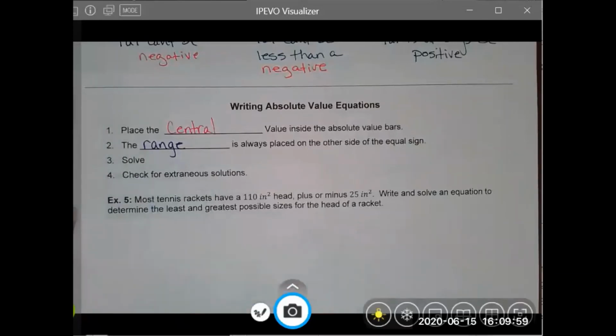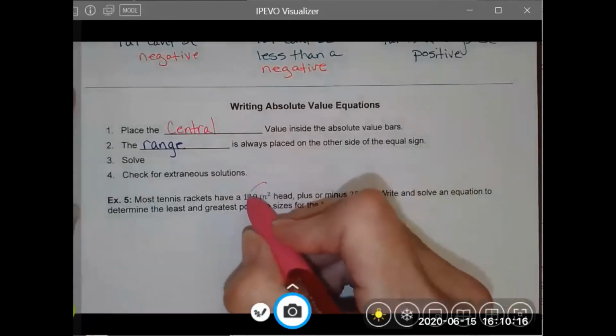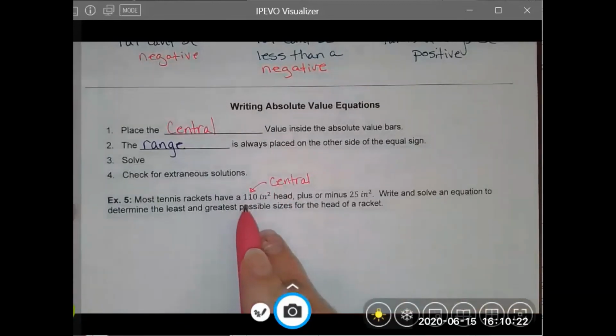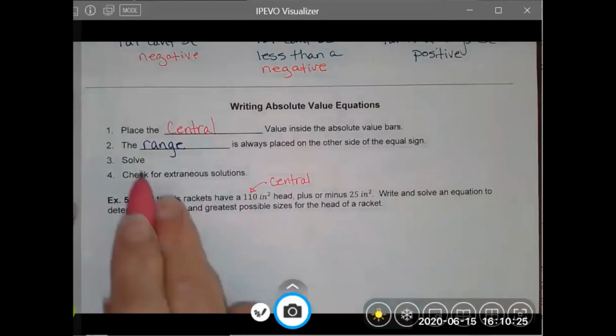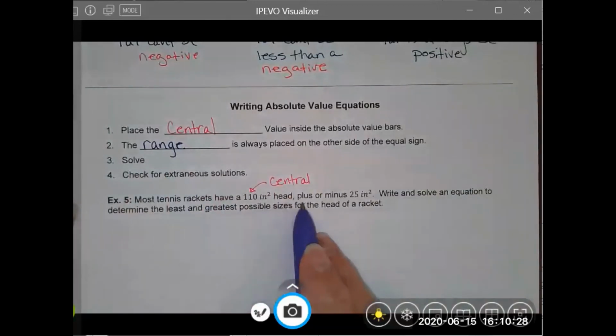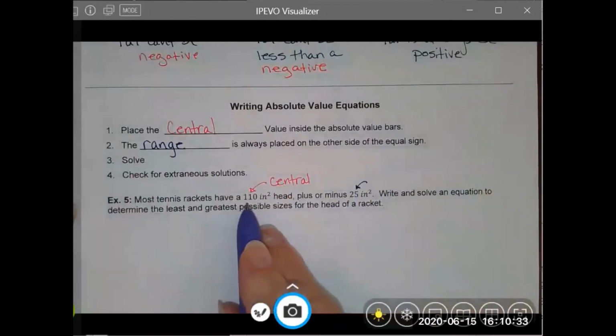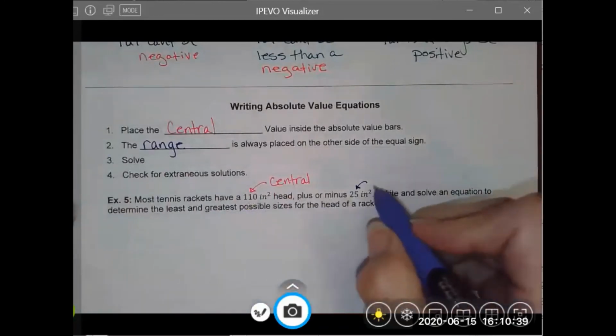Let's do an example. Most tennis rackets have a 110-inch square head. That's the part that has the net. It's going to be about this size because most of them have this size. This is my central value because it is where most rackets end up being. So I'm going to call this my central. Anything that deviates from 110 would have to fall within our range. And that's the next number that's given. It says plus or minus 25 inches. That means I can be 25 inches smaller than this. I could be 25 inches larger than this. But most rackets will not be outside of that range.